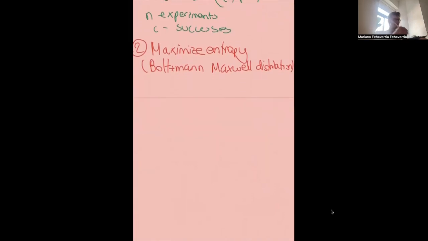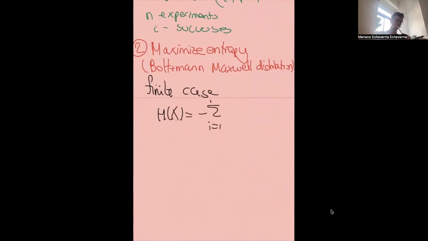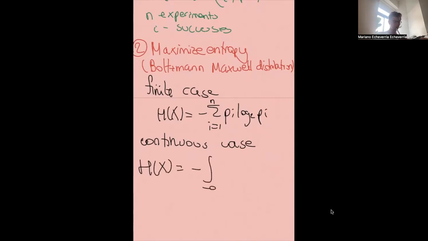If you remember, the formula for the entropy in the finite case was just minus the sum from i equals 1 to n of p_i log base 2 of p_i. In the continuous case, it is actually more subtle than what you would think, but that would take a little bit of a detour. But in the continuous case, the easiest way to define the entropy is as minus the integral of f(x) times the natural log of f(x).